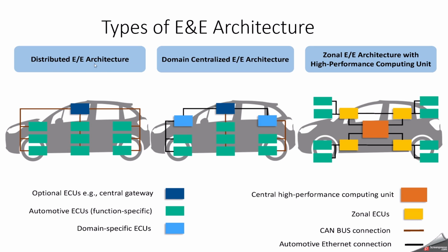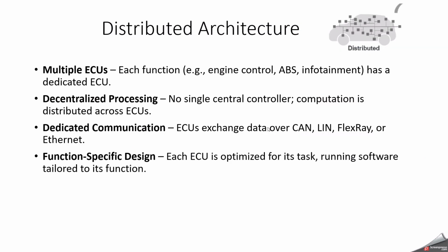First we can start with distributed E/E architecture. Here we have a central gateway, and each and every functionality is handled by a separate and dedicated ECU. In domain centralized E/E architecture, we have a central gateway, but ECUs are grouped by domain. In zonal E/E architecture, we have one HPC, a high performance computing unit, and we have zonal ECUs, so everything is considered as zonal. Now, starting with distributed architecture, you can see the picture here. For each and every function we have a dedicated ECU, so multiple ECUs are used in the distributed architecture.